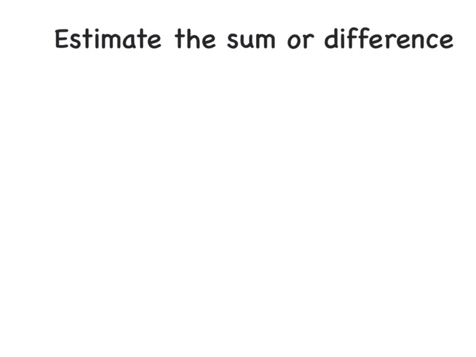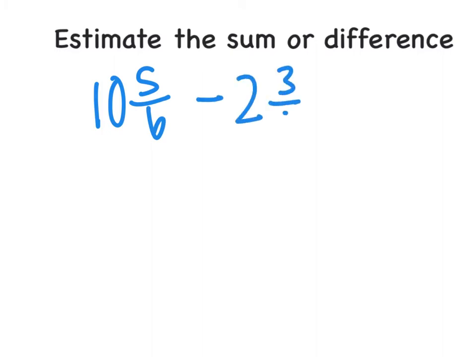In order to estimate sums and differences, like I said, you need to know how to do that. Because when we estimate sums and differences, we're going to find the nearest whole number for each mixed number and then either add or subtract them. So if I had something like 10 and 5/6 minus 2 and 3/8, in order to estimate this difference, I need to first find the closest whole number to each of these mixed numbers. I'm not going to draw a number line for this. I'm just going to think about what half is.